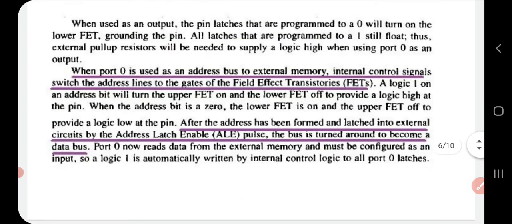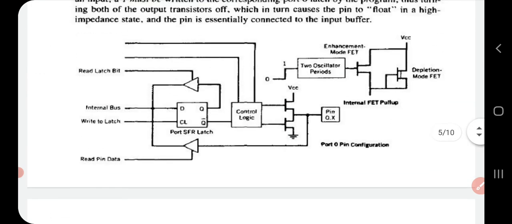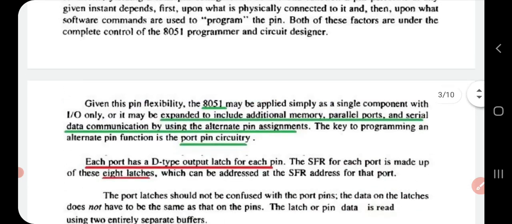Okay, just write a short paragraph about each of these ports and draw this pin configuration circuit diagram.